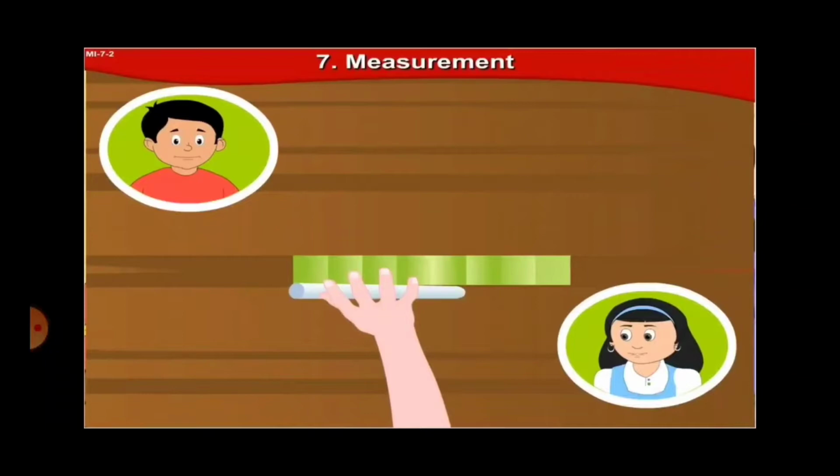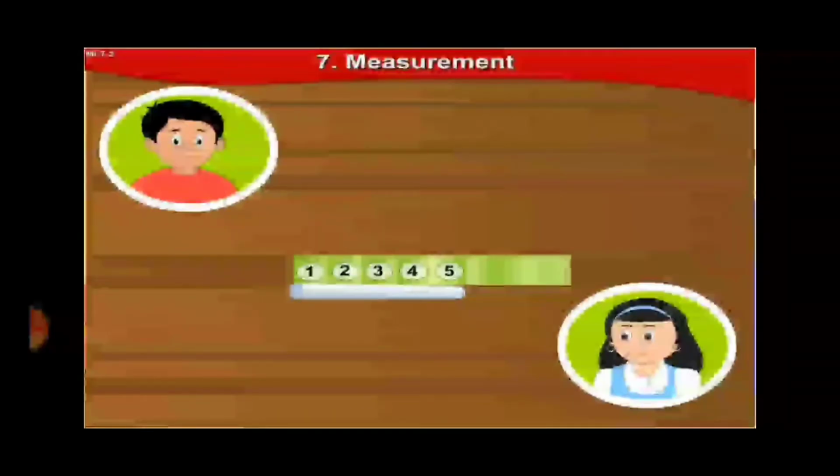Can we get the correct measure? Because chalk stick is smaller than the paper strip. So, what can we do? We can fold the strip to make equal parts. These small parts will be useful for measuring the chalk stick. When we place the chalk stick on this paper strip, we get 5 parts. So the size of the chalk we can say is 5 parts of the paper strip.